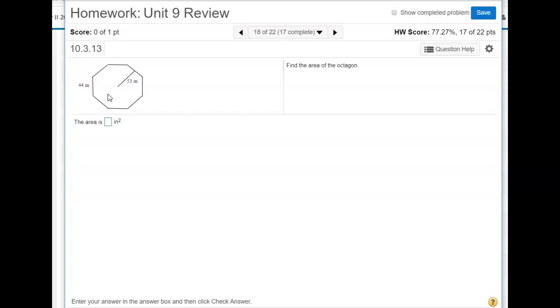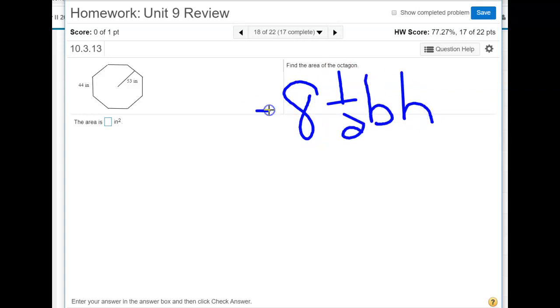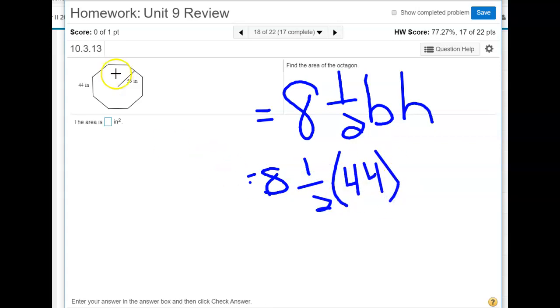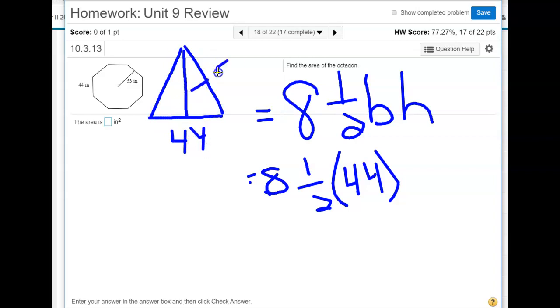Next, area of the octagon. Again, we're going to start off with the number of triangles, which is 8 times 1/2 times base times height. In this particular case, I at least know one of the bases, and that is 44. What I don't have is the height. Let me go ahead and draw one of those triangles a little bit bigger. This is 44. Oh, and actually I do have the height of one of those. It's 53. So similar to that last one, I have all of the information that I need.